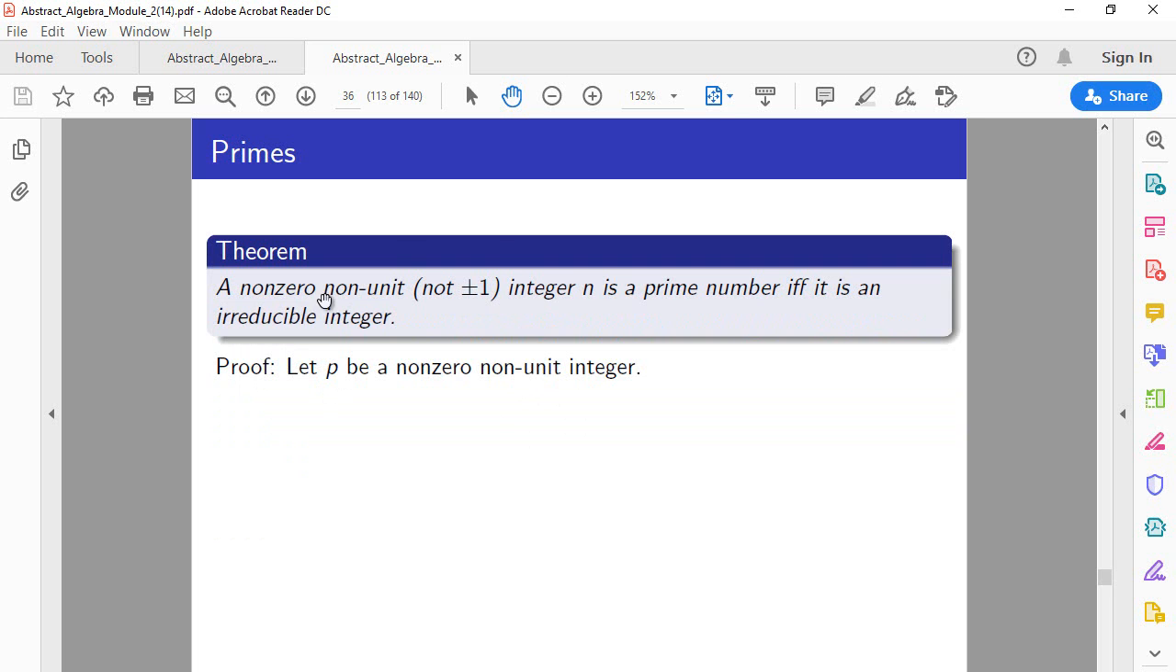So here's the theorem that says that those two definitions are equivalent. A non-zero, non-unit integer n is a prime number if and only if it is an irreducible integer. So essentially, this theorem tells us that the two definitions in the last slide are equivalent. All right, so in the next video, I will go over the proof of this theorem.